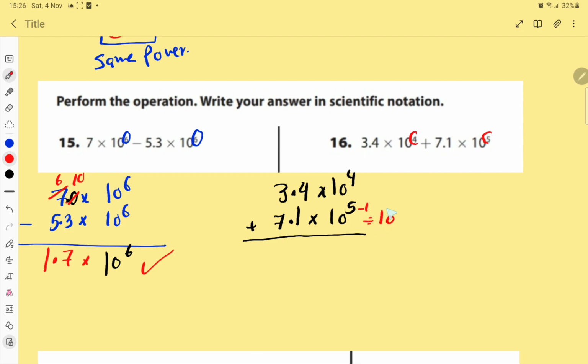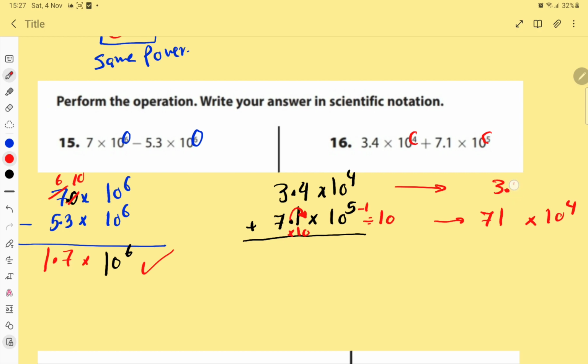So 5 minus 1 is 4. So it becomes times 10 power 4. But if you divide it by 10, you must at the same time multiply by 10. So this decimal point will move one step to the right because I multiplied by 10. So subtract 1, move one place to the right, so it becomes 71. What about the first number, 3.4 times 10 power 4? Keep it as it is.